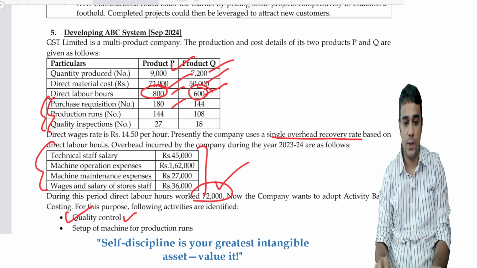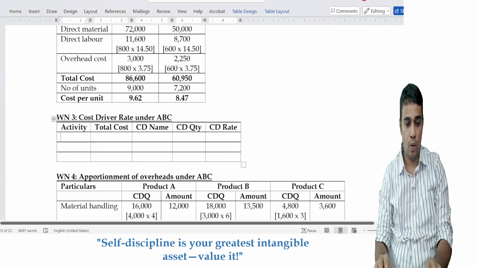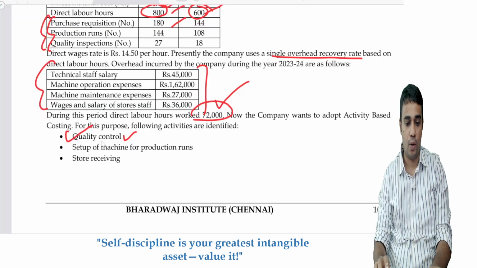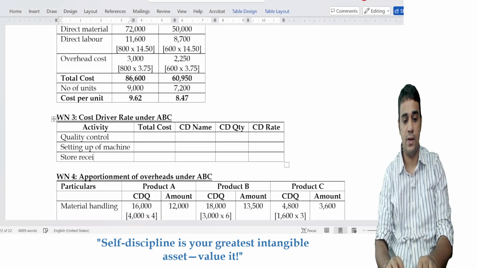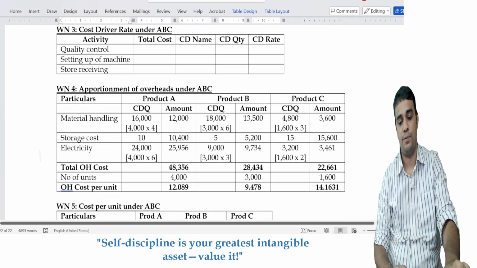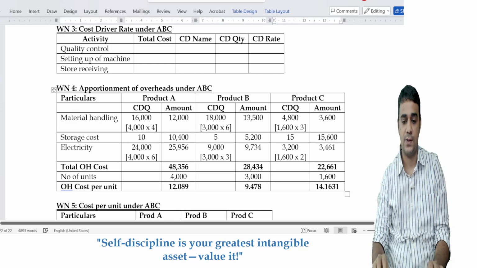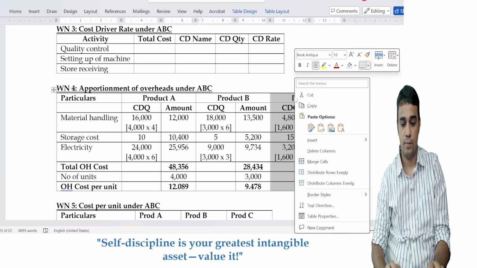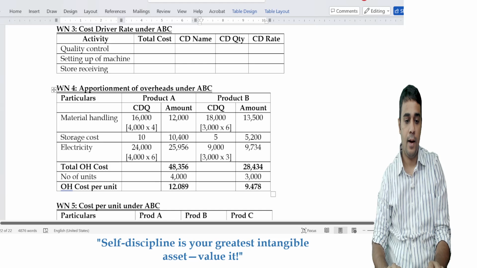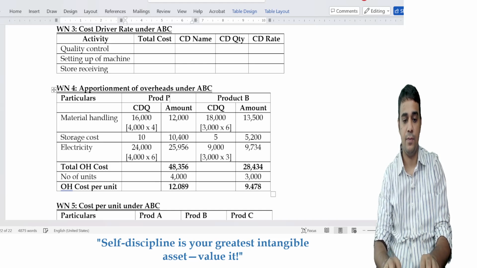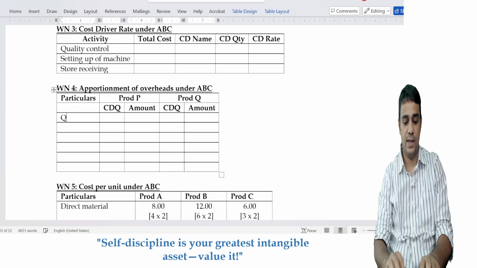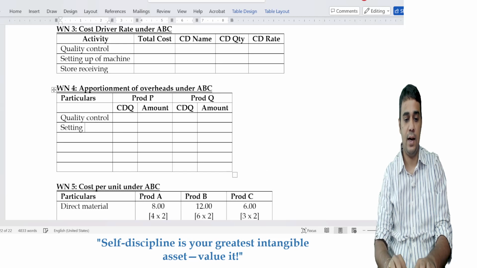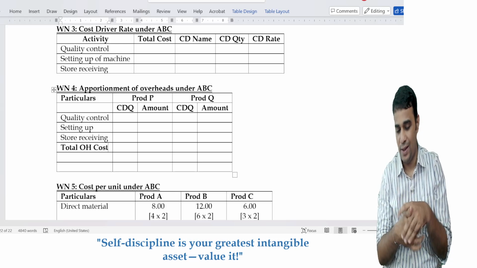The activities given in the question are quality control, setting up of machine, and store receiving. The problem is these are not what I have cost for. Unfortunately, these costs are not available with us. And particulars, product P, product Q. I can do it separately also: quality control, setting up, store receiving, total overhead cost. I don't need per unit cost, you'll understand why. Total overhead cost is sufficient here.